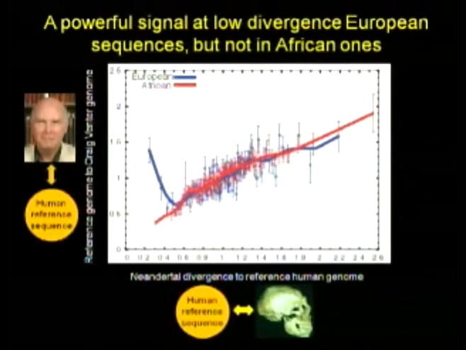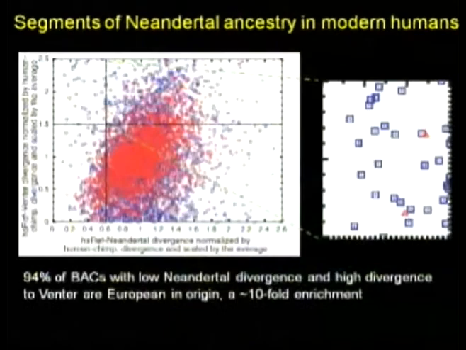Again, it can't be explained by gene flow in the other direction, because that would cause this blue curve to dip, not to rise. If you look in the regions of very low divergence between the Neanderthal and the human reference sequence, but high divergence between Venter and the reference sequence, you see that overall there's about the same number of segments of the genome in the European and African segments, but in this top corner, I think it's 29 out of 31 are European segments. So there's this huge enrichment, meaning that we can label these as really likely to be Neanderthal-derived segments with high probability.